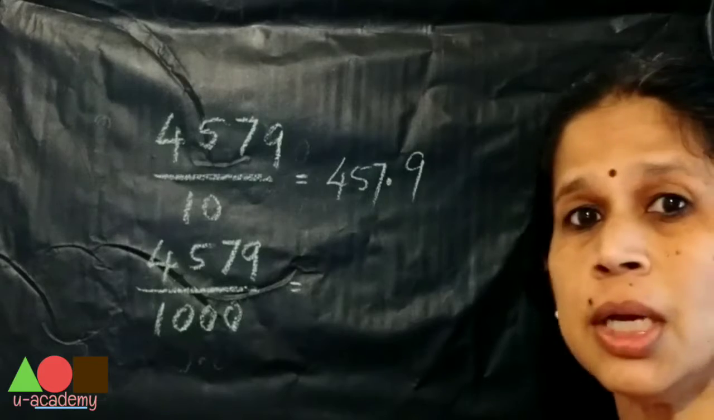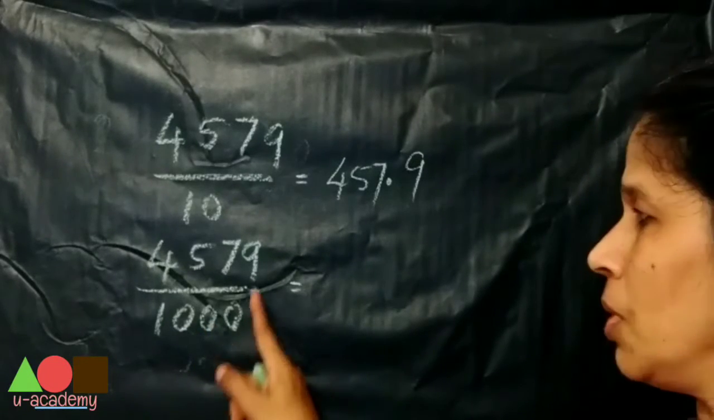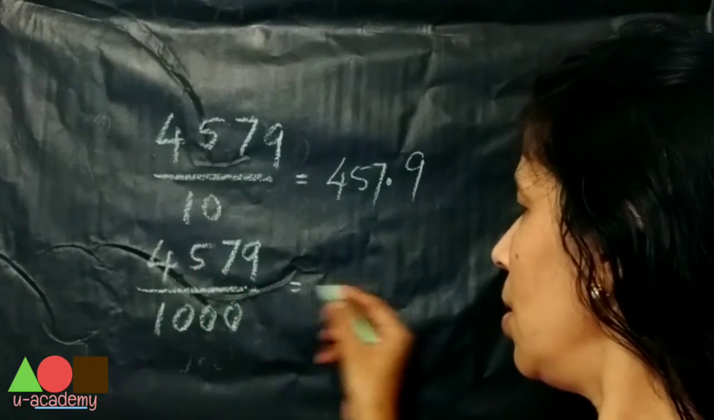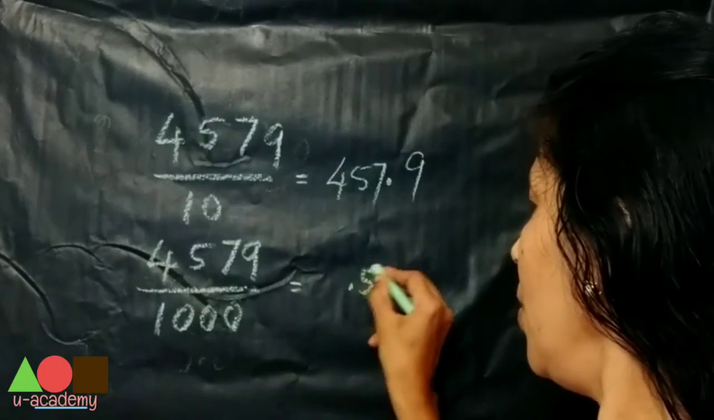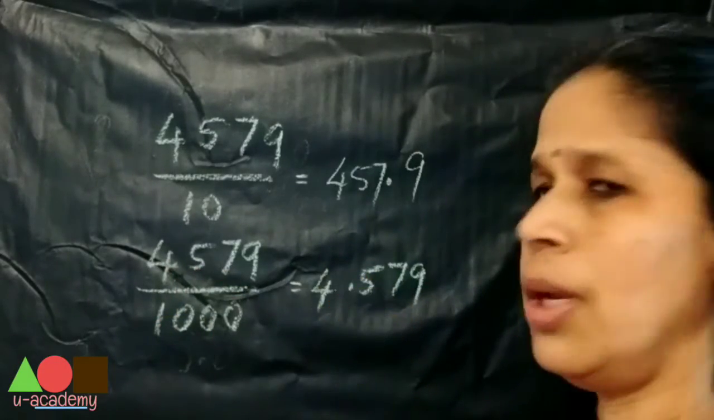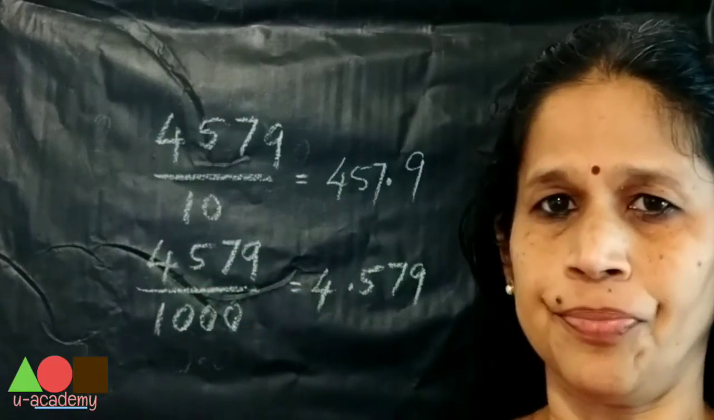4579 divided by 1000. First you check how many zeros are in the denominator. 3. So 3 digits will come in the fractional part. 1, 2, 3. Isn't it? So 5, 7, 9. The remaining 4 comes in the whole number part. This way we write the decimal number.